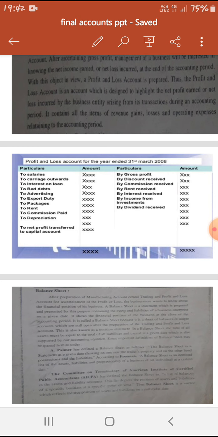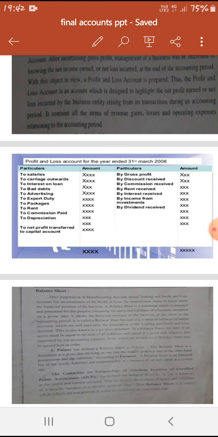If in trading account gross profit is your answer, then it will be mentioned on the credit side of profit and loss account, and if the answer in trading account is gross loss, it will be mentioned in the debit side of profit and loss account. Now the answer of profit and loss account will be in either net profit or net loss. If the credit side increases, the answer will be in net profit, and if the debit side increases, the answer will be in net loss.